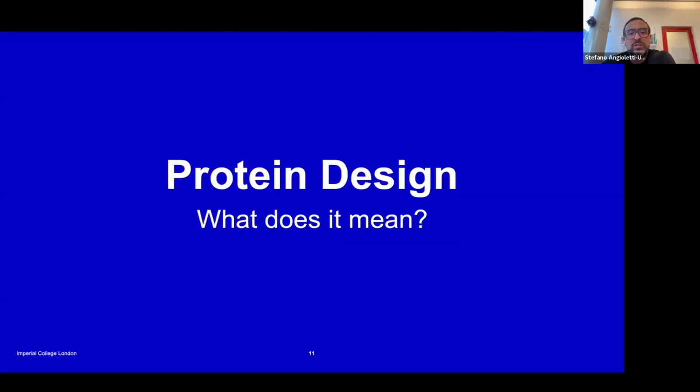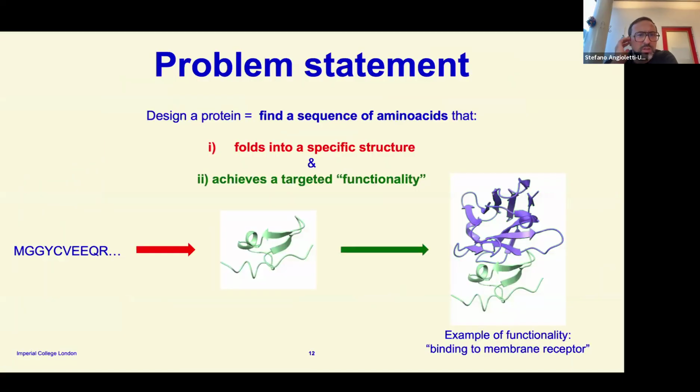Okay, so protein design, what does it exactly mean? To design a protein means to find a sequence of amino acids that, first of all, folds into a specific structure. And because it folds into a specific structure, this structure embeds the protein with a certain functionality. Keep in mind that a protein is just a polymer, a linear connection, like a string of amino acids. Amino acids are just a specific type of molecules.